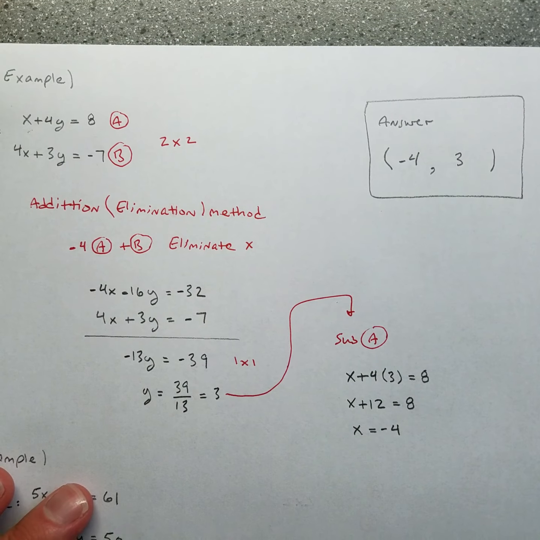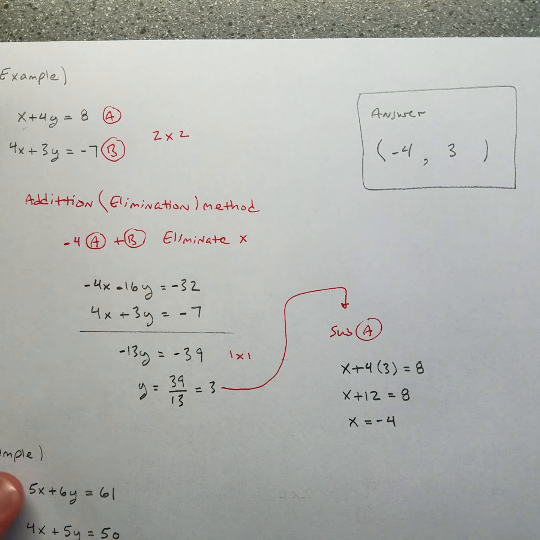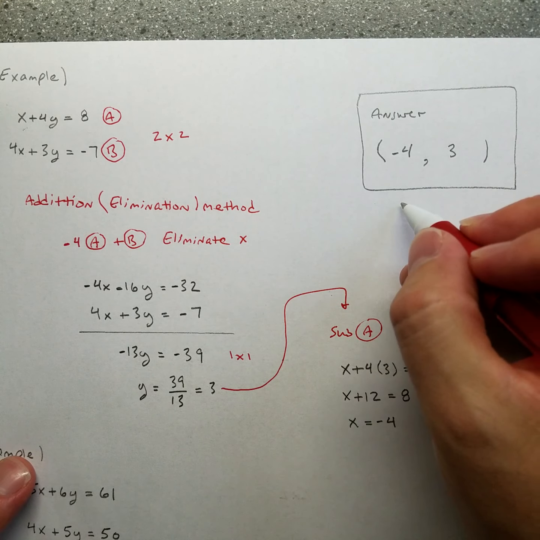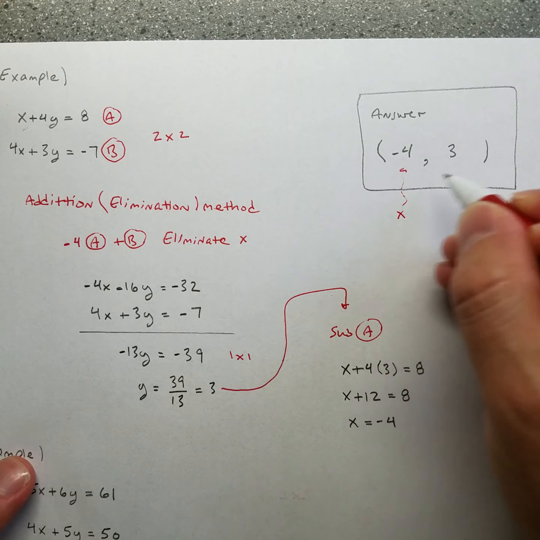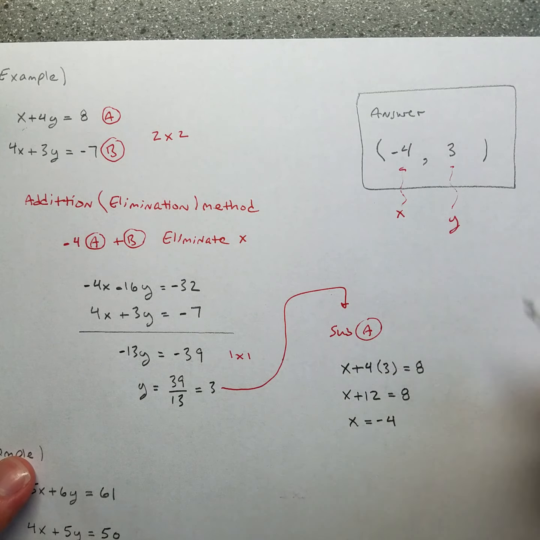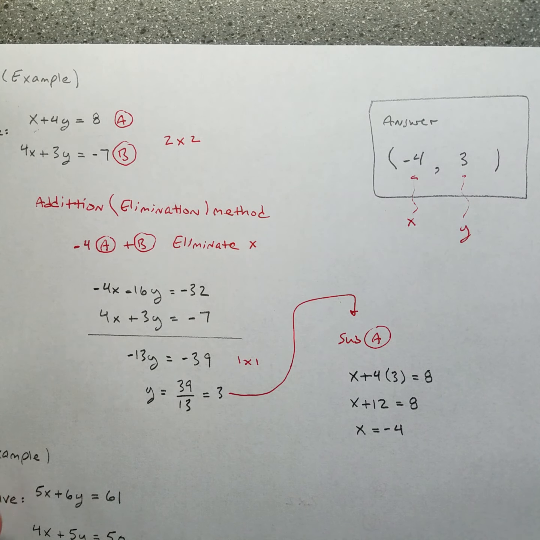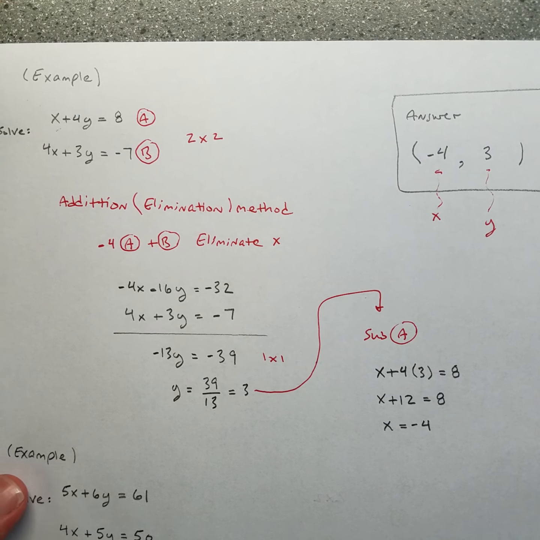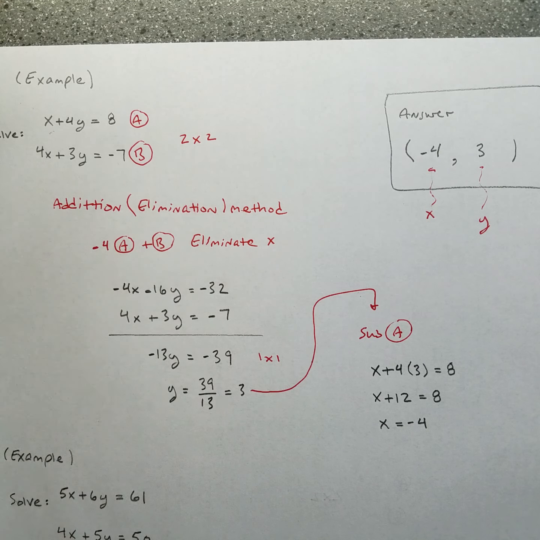Now just remember that when we give our final answer, we write it as an ordered pair, and we write in alphabetical order. So it's x first, and then y second. All right, because x does come before y. All right, so that's how the elimination method is going to look.